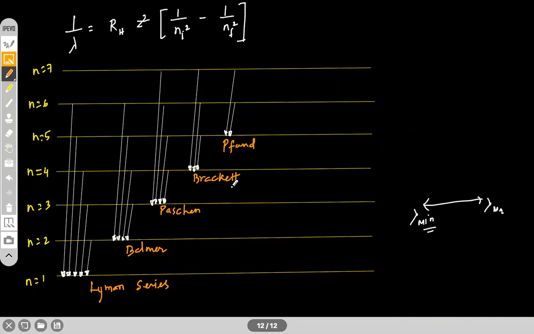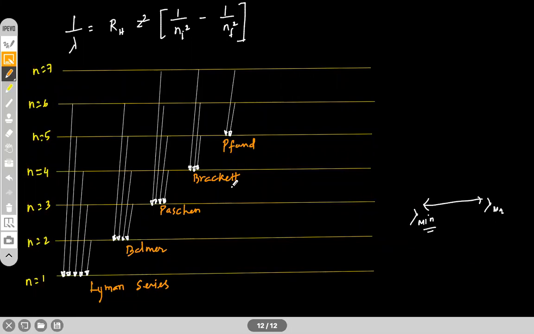For Balmer, what is NF value? Is it fixed? Yes, it is fixed. For Lyman, NF is always 1, fixed. Balmer, NF is always 2, fixed. Similarly, we have Paschen, Brackett, and Pfund.